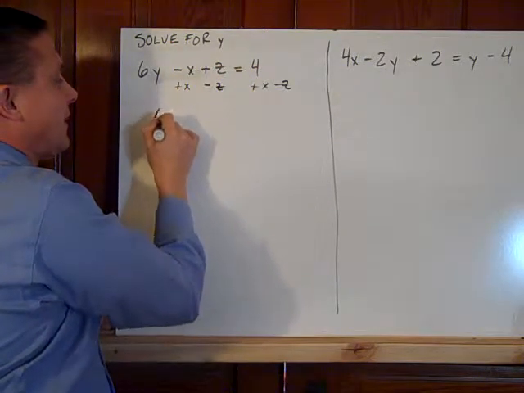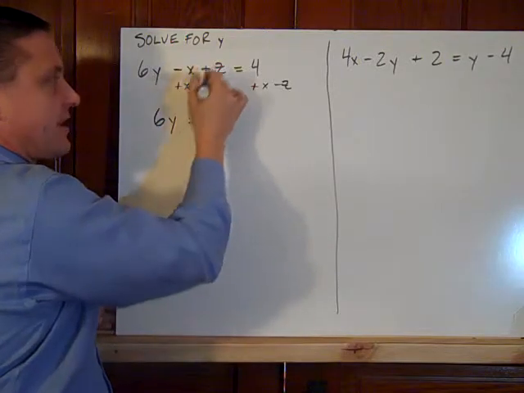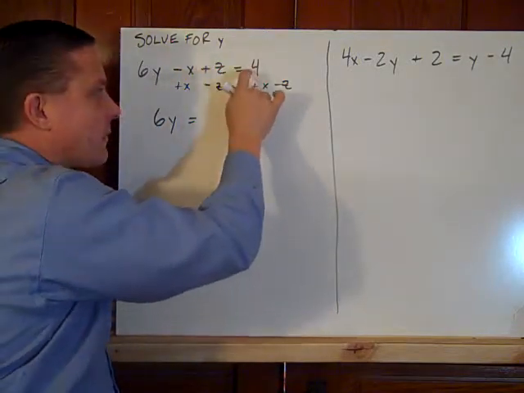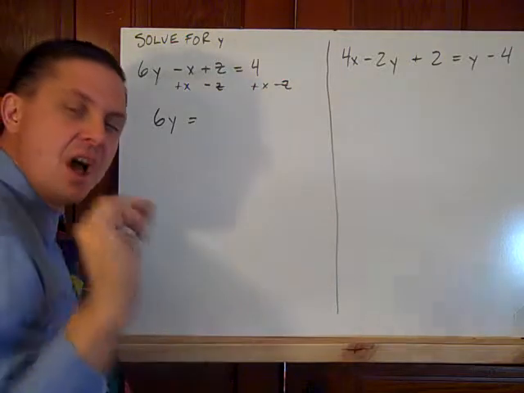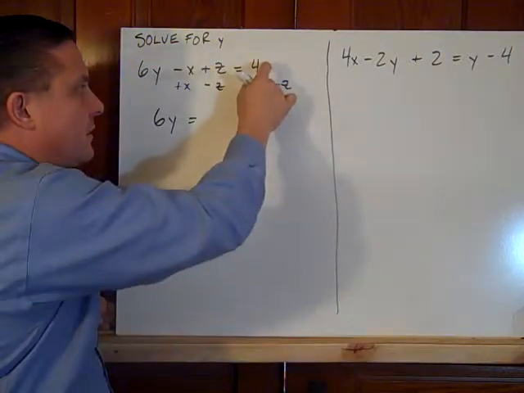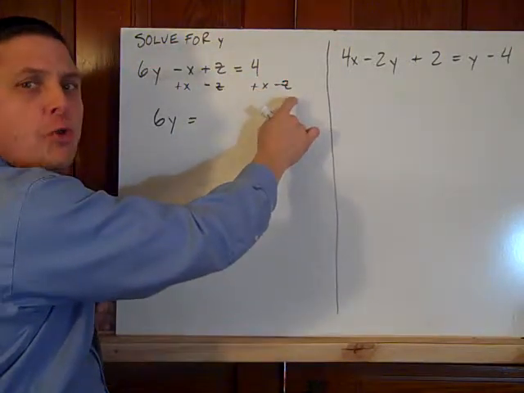And what I get on the left side is 6y. The x's cancel, z's cancel. On the right side, I have 4 plus x minus z. None of those are like terms. Dog, cat, goldfish. All different.